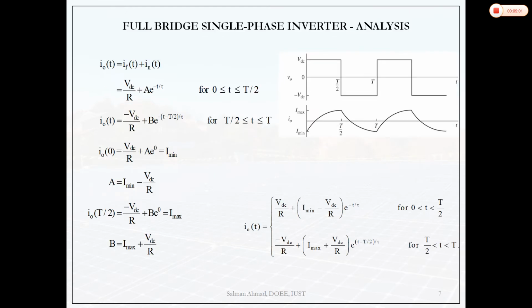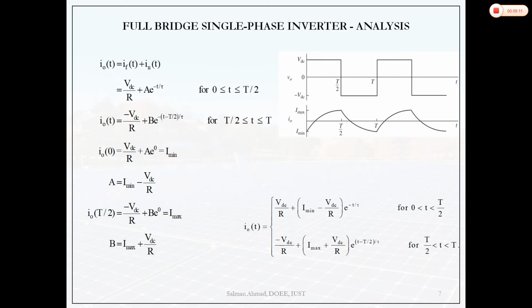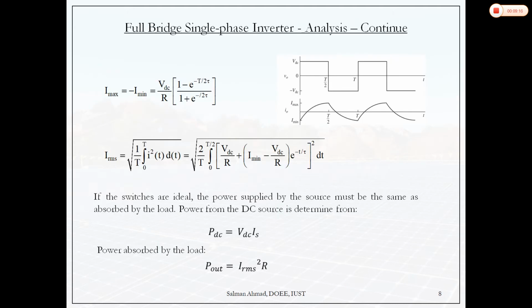Now we know that I max will be equal to minus I min. So if we substitute I max equal to minus I min in these expressions, we can solve, and for the currents we will get something like this: VDC upon R times (1 minus e to the power minus T upon 2 tau) over (1 plus e to the power minus T upon 2 tau). Here T is missing, you can write it here. So this is the expression for the minimum and maximum value of the current.